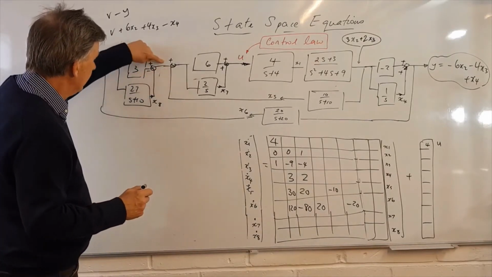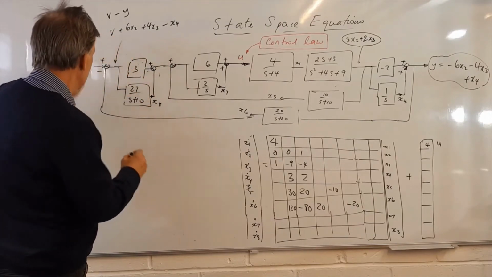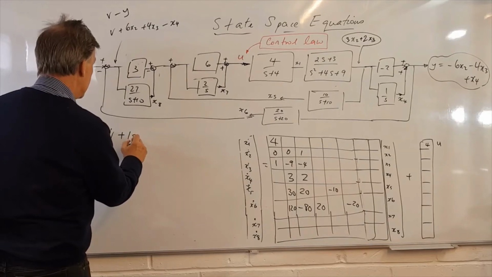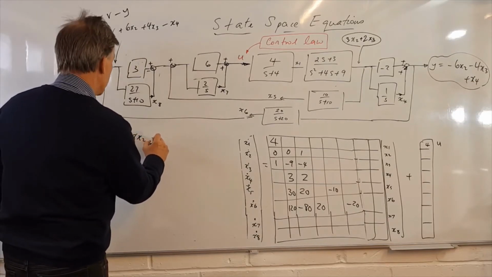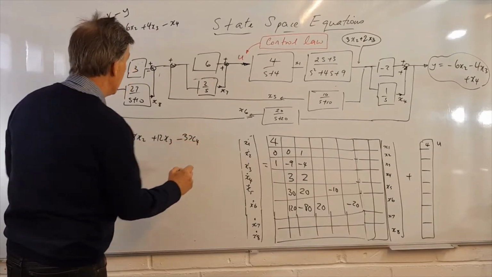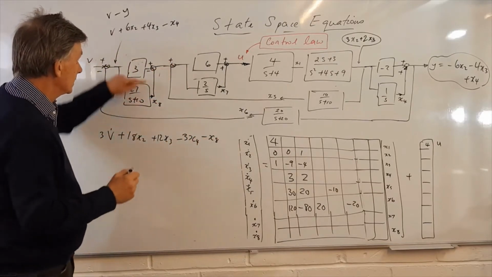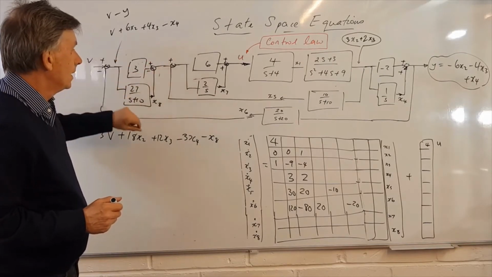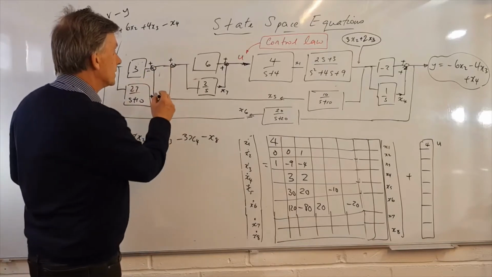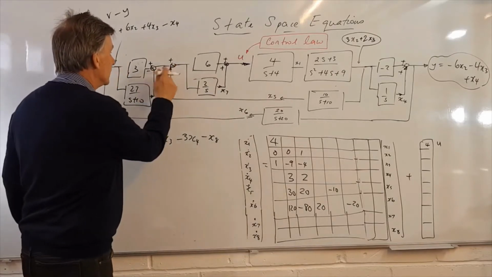If we've got the signal here, for instance, it's going to be 3 times this minus x8. So it's going to be 3 times this. So we've got 3v plus 18x2 plus 12x3 minus 3x4 minus x8. So that term there is going down there. We've got an x5 here, so this term has got a plus and minus there. Put the minus in properly.